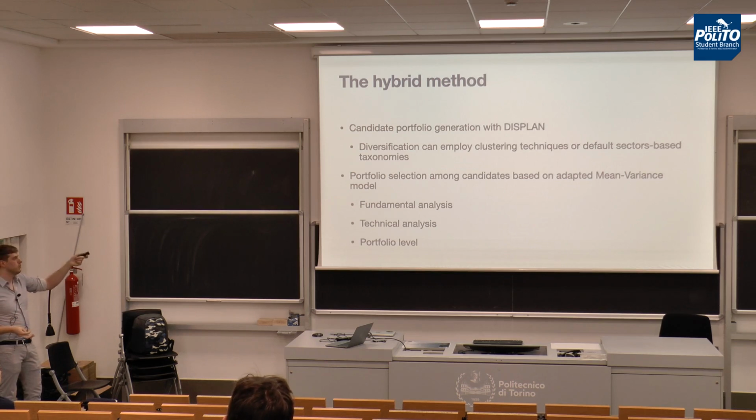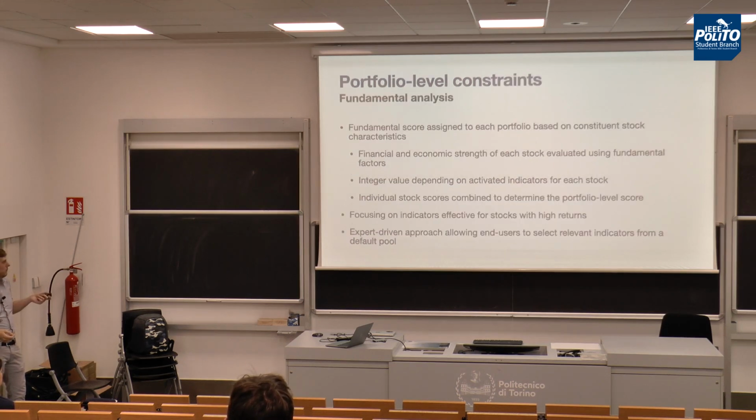First of all, we transformed it to the portfolio level instead of stocks. So we test it on multiple portfolios that are the ones that we selected with Displan at the beginning. In this way, we are reducing the computational cost of the task, because we are just running it on smaller portfolios, usually 7 to 10 stocks per portfolio. And also we add some constraints based on fundamental analysis and on technical analysis. Let's see them quite fast.